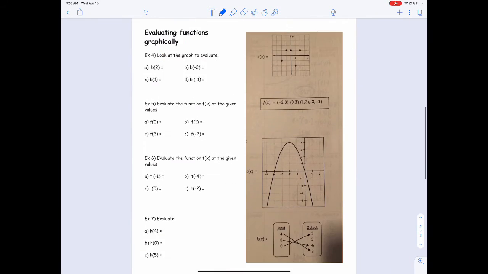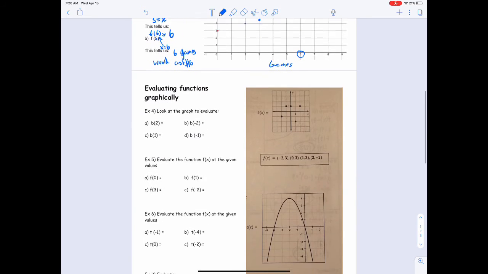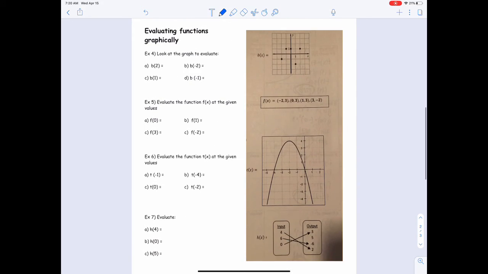We're going to do a bunch of practice now. Sorry, I messed up on that graph a little bit. I apologize. All right, so let's look right here.